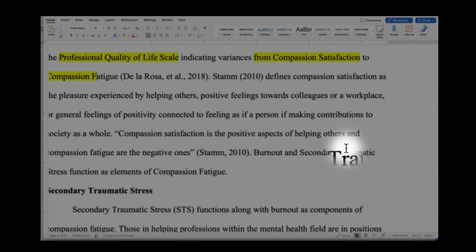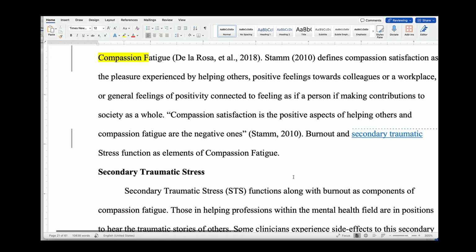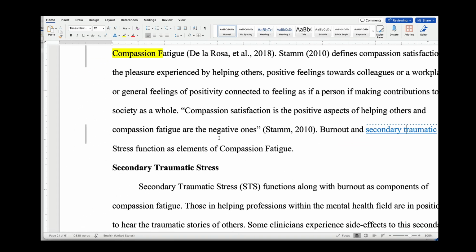Burnout, secondary traumatic stress function. Secondary traumatic has no need to be capitalized. So we want to change those. I'm pointing this out so that it is easier for you to go in and make the changes.